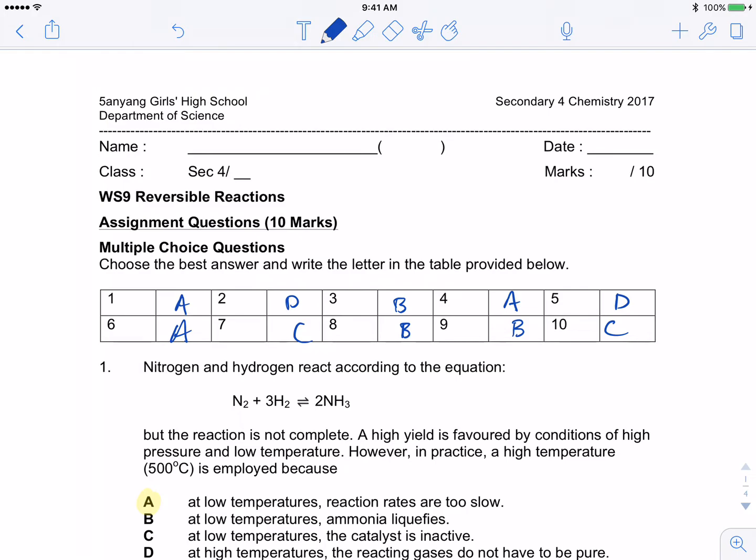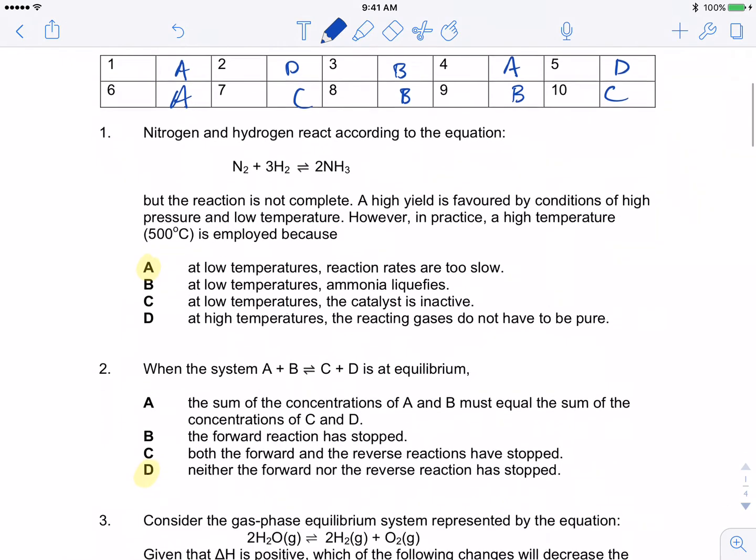Sorry that I forgot to go through and assign worksheet 9 and worksheet 10. So let me just go through it very quickly here. So here's the MCQ answers. Please note down your answers.